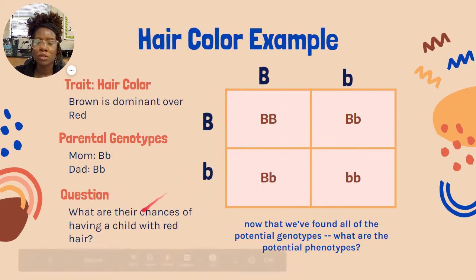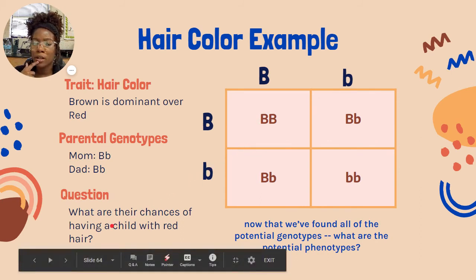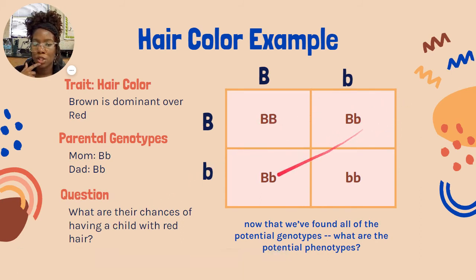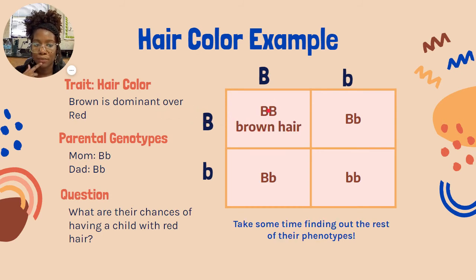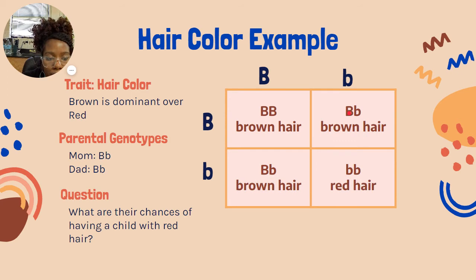Now, we're still looking for what are the odds of having a child with red hair. Well, we have to make sure that we understand what these genotypes actually code for. So, what hair color would be big B, big B? Brown is dominant over red. We have a dominant, so brown hair. How about these next ones? There's a dominant, so brown hair, and of course, red hair there.